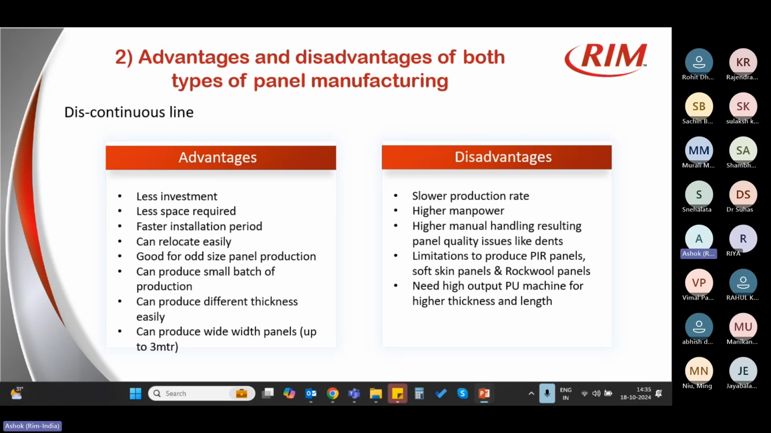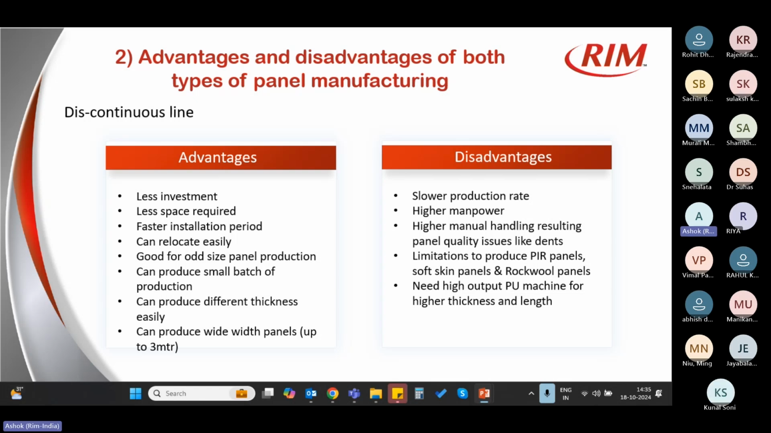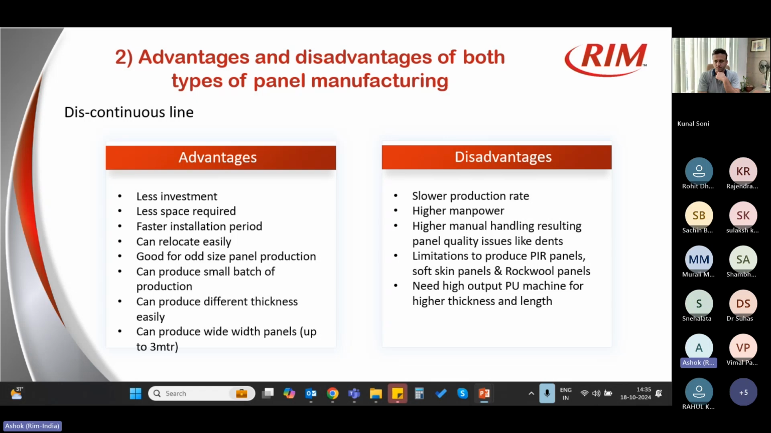Installation period is faster. Then you can relocate the discontinuous line easily. This is good for odd size panel production. When we say odd size, it means you can produce a smaller length. A longer length depends on the platen size you have, but you can produce odd size widths. That is the major advantage of the discontinuous line.